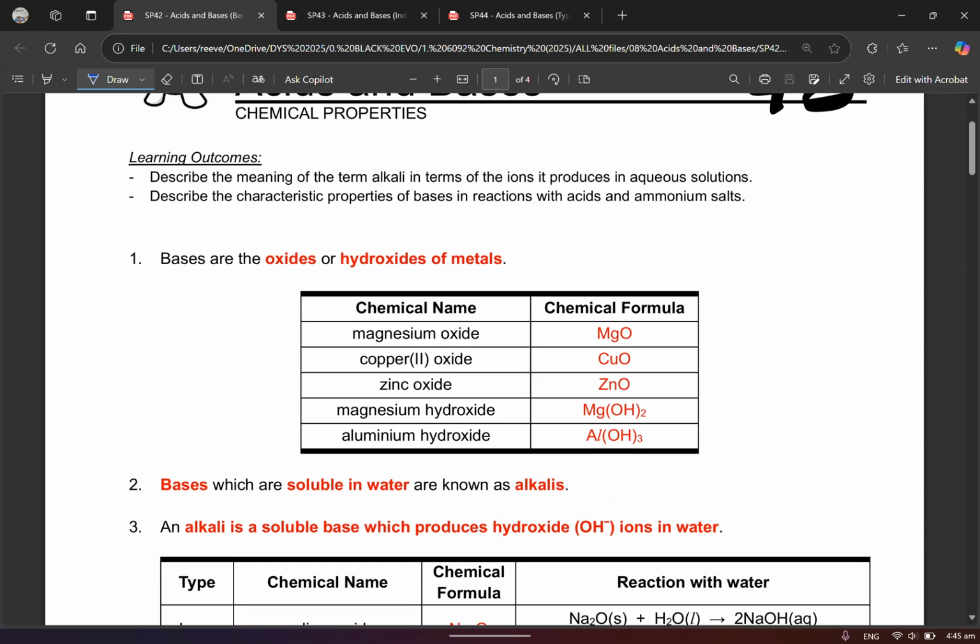Previously, I mentioned bases are substances that end with the word oxides or hydroxides. Over here I have some examples of oxides and hydroxides. Examples are copper(II) oxide, which is a black substance, magnesium oxide and so on. Or you can also have hydroxides like magnesium hydroxide, aluminum hydroxide. All these are bases. Next.